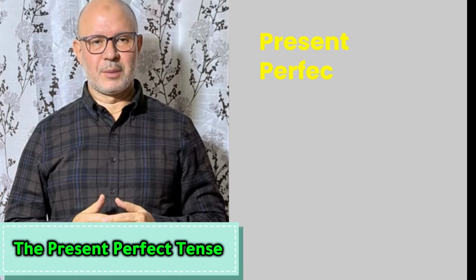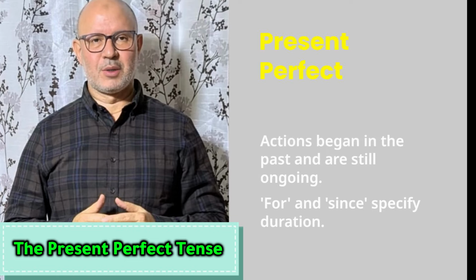We use the present perfect to describe actions or situations that began in the past and are still ongoing or true now. This is where the prepositions for and since become incredibly useful. They help us specify the duration or the starting point of these continuous actions.